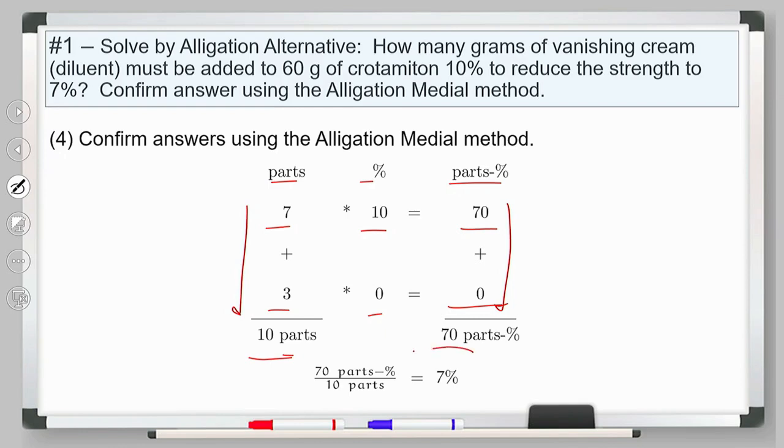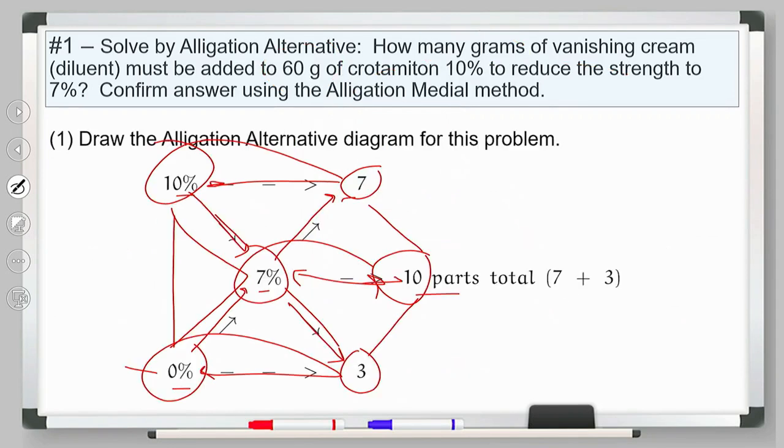Then if you divide the parts percent by the number of parts so that you can get percent, you can see by doing that, you get 7%. And isn't that what we were trying to do? We were trying to add enough of the 10% with enough of the Vanicream to get what percent? 7%. So this ratio of parts to those concentrations will allow us to do that. So it's kind of a final check. I'll do that through the questions, but it's not something I would expect for you to do or remember.